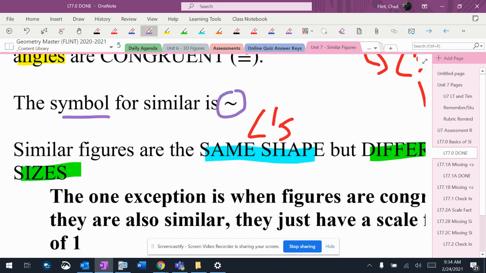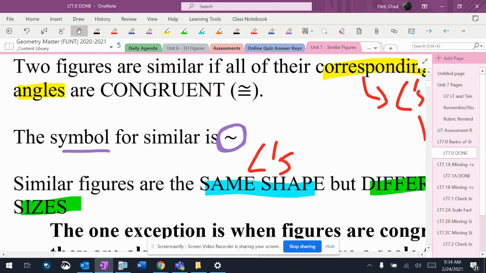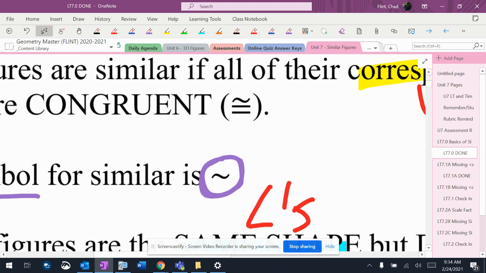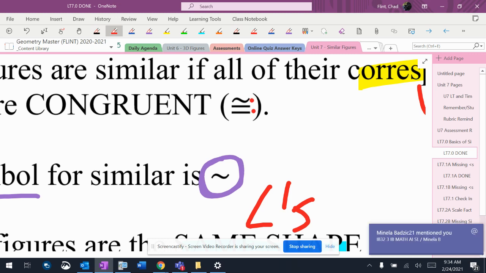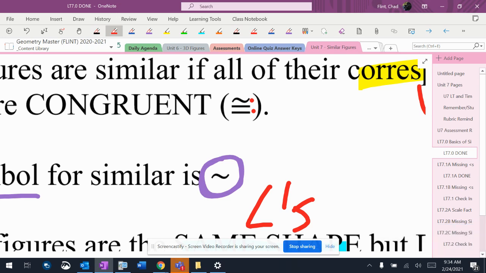One of the big things to look for is the symbol for similar. So the symbol is just the top part of the congruent symbol. And basically what that congruent symbol means is the top part stands for the angles. The bottom part stands for the sides, the distances. When you have the angles and the sides both completely the same, you have congruent things. When you have just the angles the same, but the sides not the same, you have similar things.